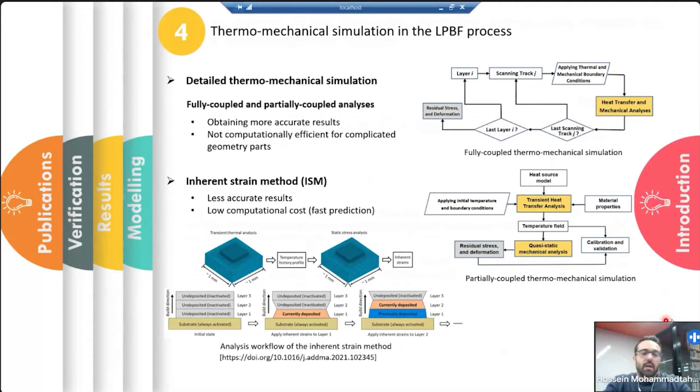So today, high fidelity validated thermomechanical simulation can be effectively used to accurately and efficiently predict the temperature distribution and residual stress and deformation in the metal additive manufacturing process.